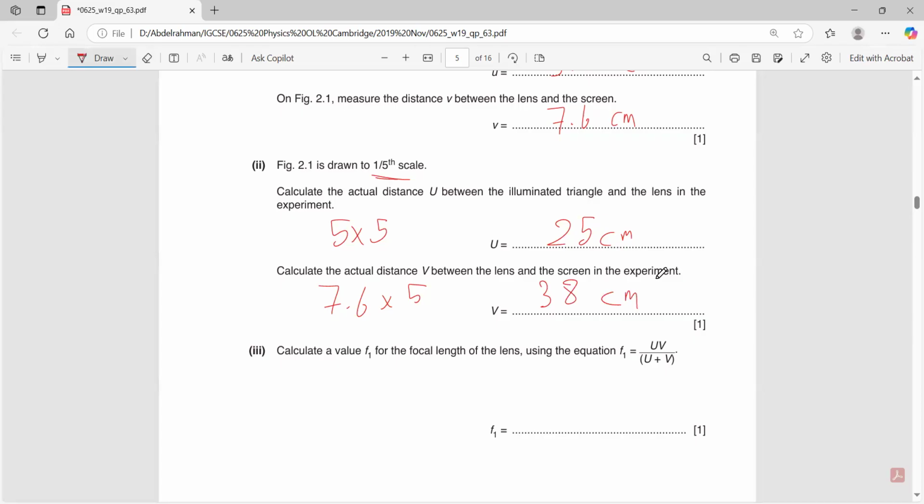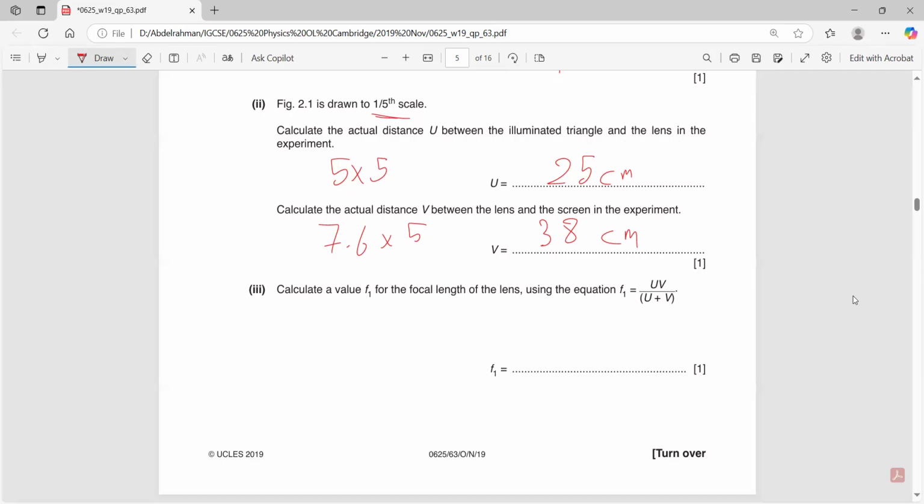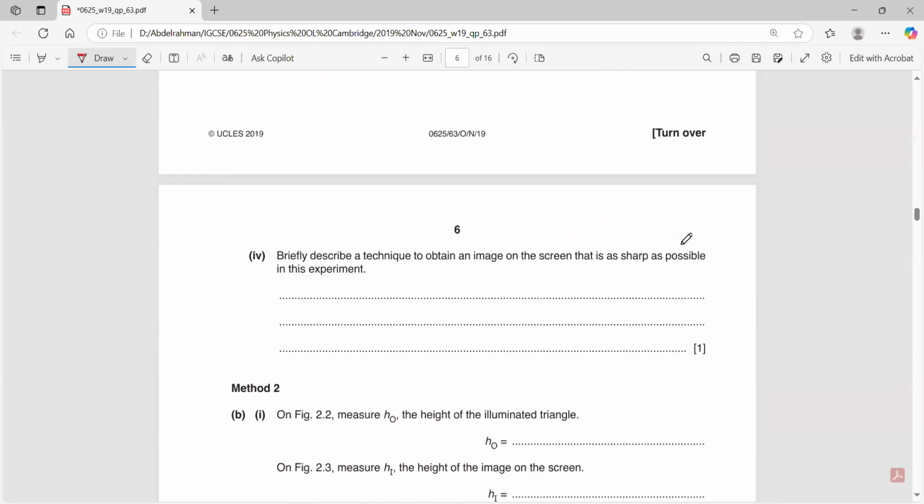Can I find f1? Yes. f1 equals UV over U plus V, capital U, not small u. So 25 times 38 over 25 plus 38. Can I find f? Yes, it would be 15 centimeters. Again, not too bad.